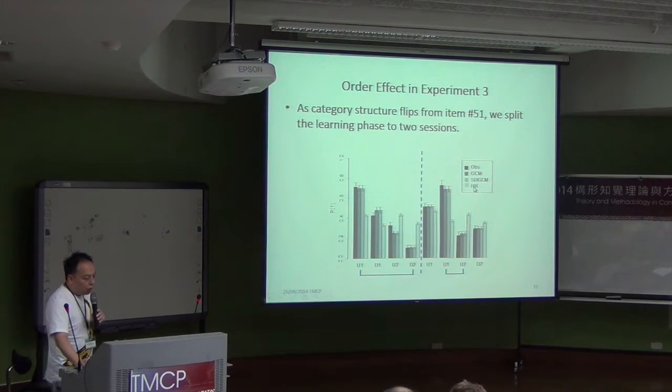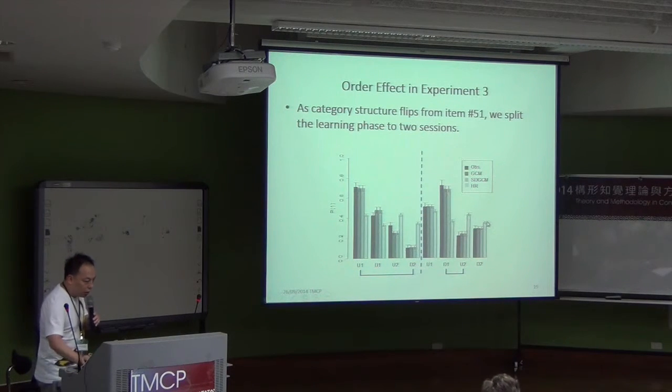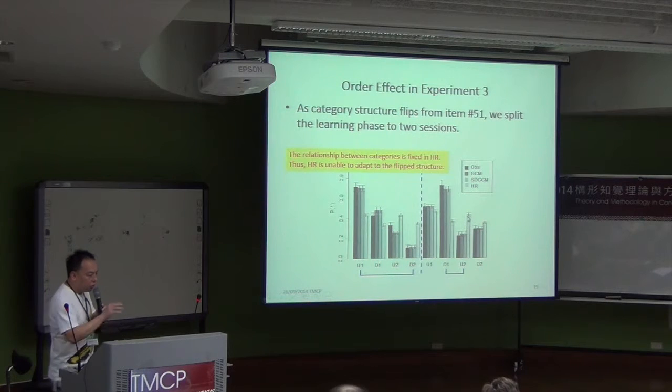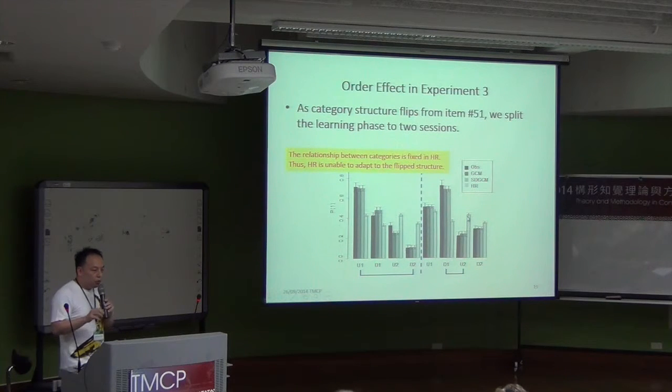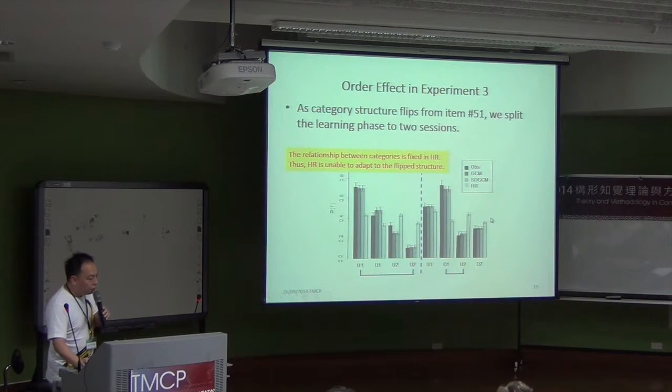However, the heuristic rule-based model actually cannot predict this pattern. So, in summary, this is because the relationship between the categories is fixed in the HR model, but our category structure actually breaks the category relationship. So that's why it is not good for them to adapt to the fluid structure.